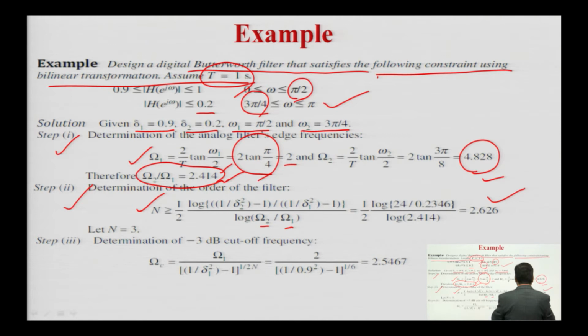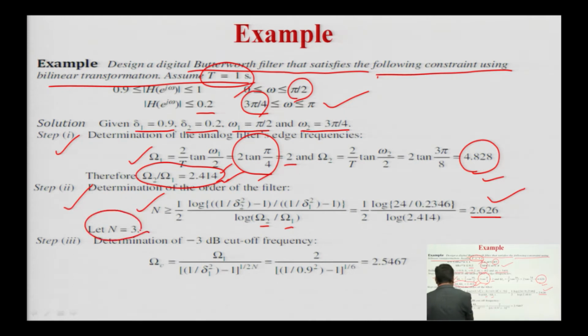If you put the values here by comparing this equation and calculating these parameters, your value capital N is equal to 2.626, and approximately it is equal to 3. So, now your order of filter is 3. If you round off the value of 2.626, then your order of filter is 3 here.